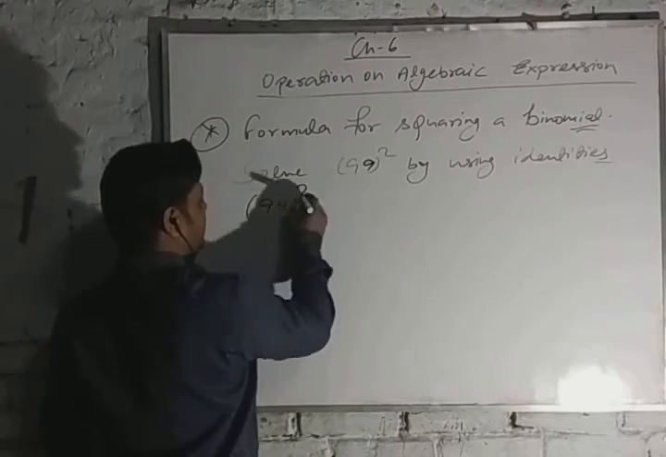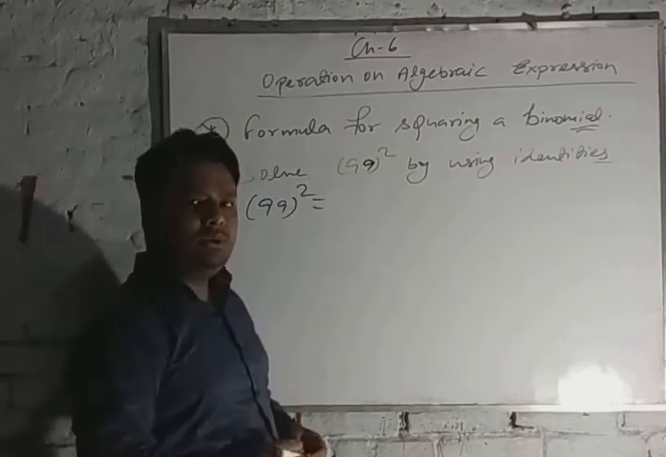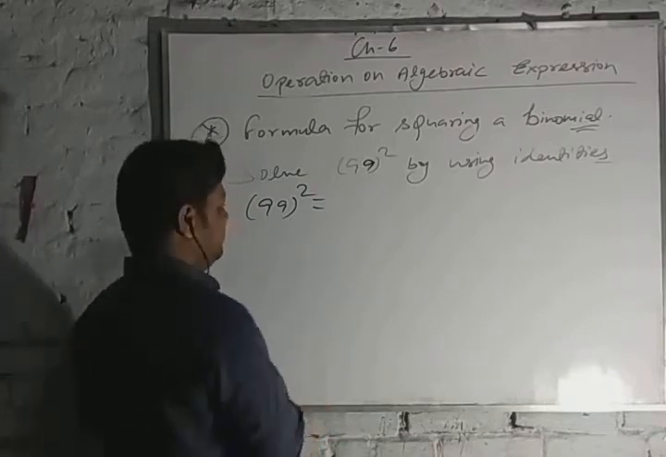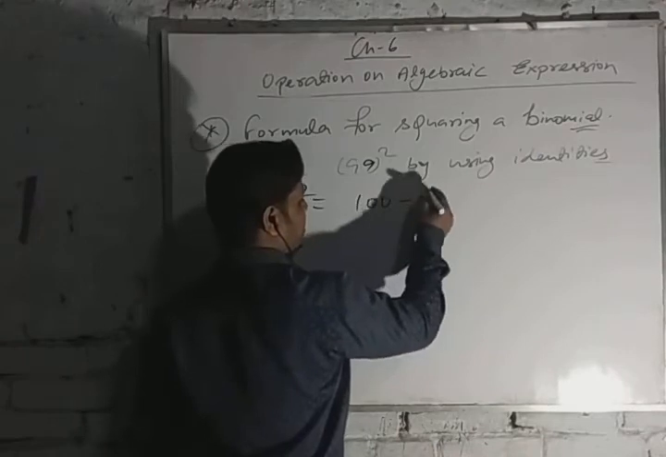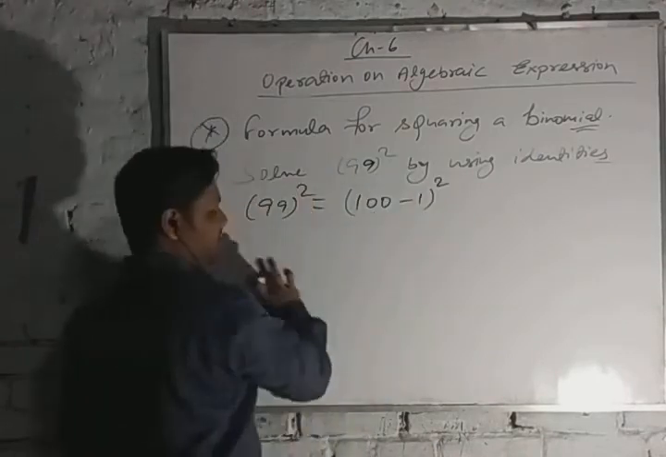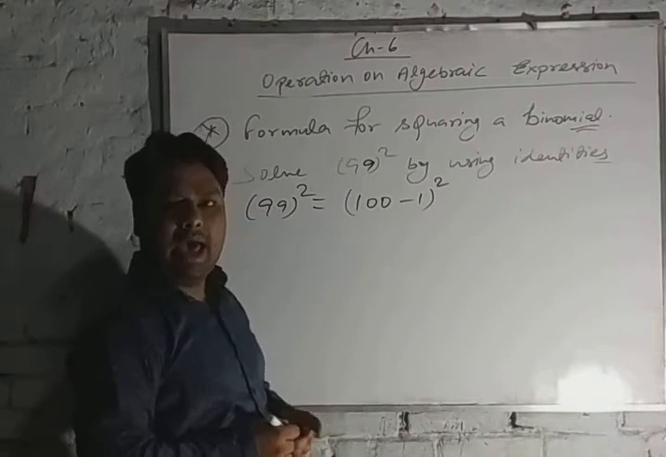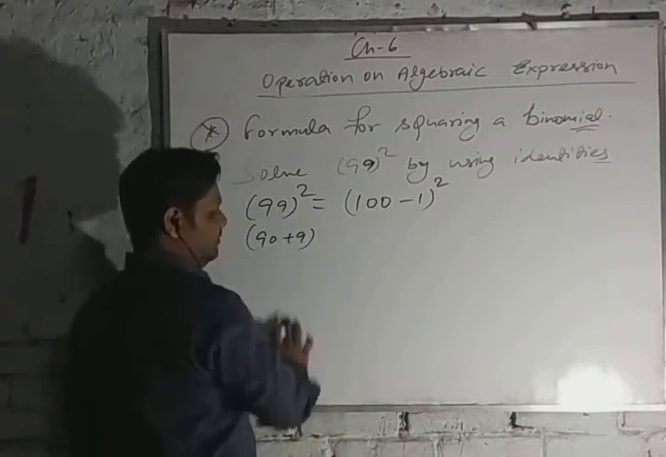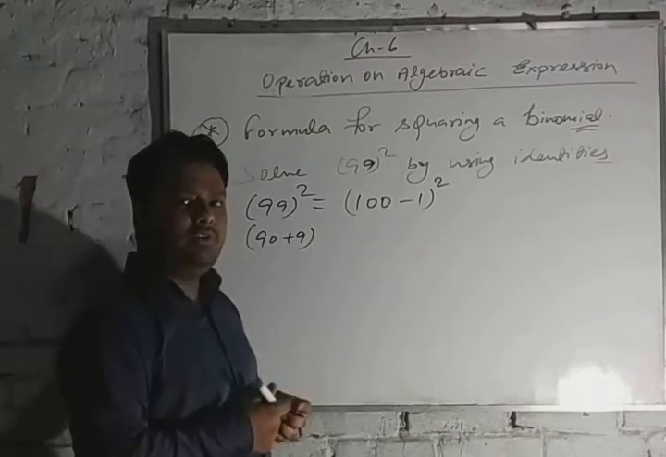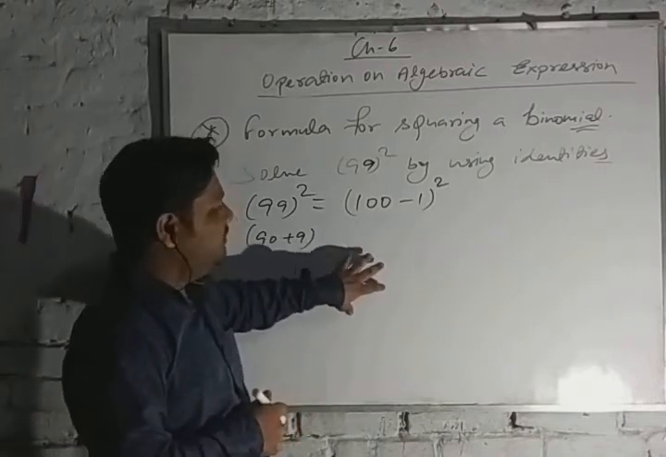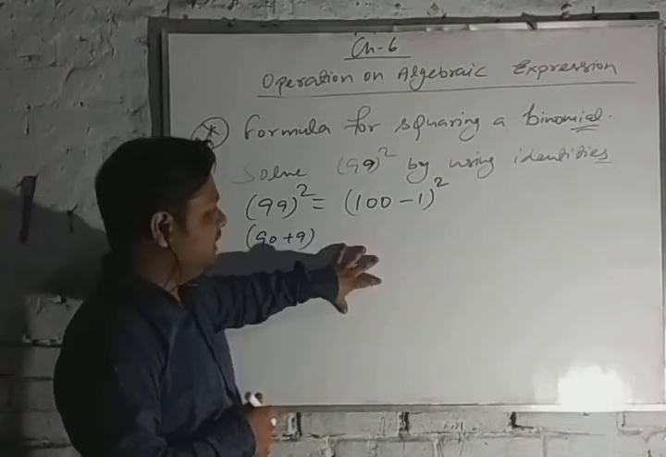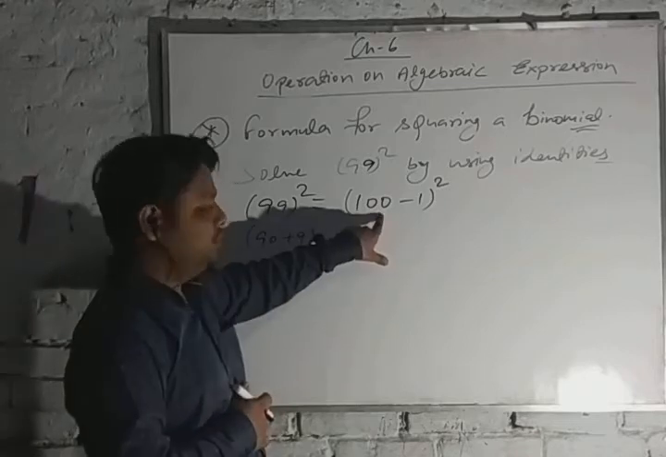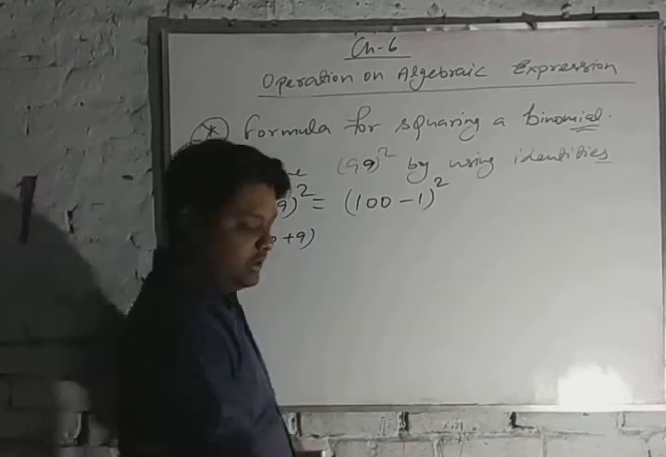Now 99 to the power 2. It is nearly equal to, as usual, 100, and 100 minus 1 is equal to 99. So 100 minus 1 is equal to 99. We can also write it as 90 plus 9. We can also write it like this, 90 plus 9. Okay. But if we get more zeros, then the answer will be easier. When you are solving it, the answer will be easier if you get more zeros. Here only 1 zero and here 2 zeros. So it will be easier. Let's see.